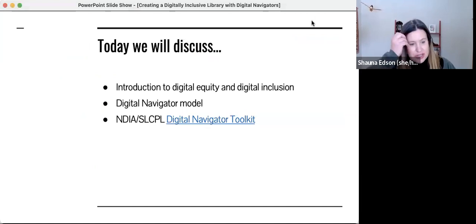So today we're going to discuss an introduction to digital equity and digital inclusion, just to make sure we're all on the same page with definitions of what those mean. We'll talk about the Digital Navigator model, and as we talk through that model, I'll be using the Digital Navigator Toolkit as a reference for how we have defined that model for this project.